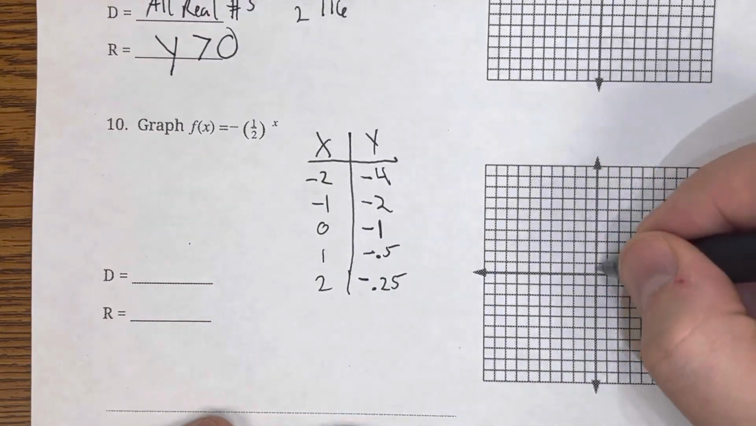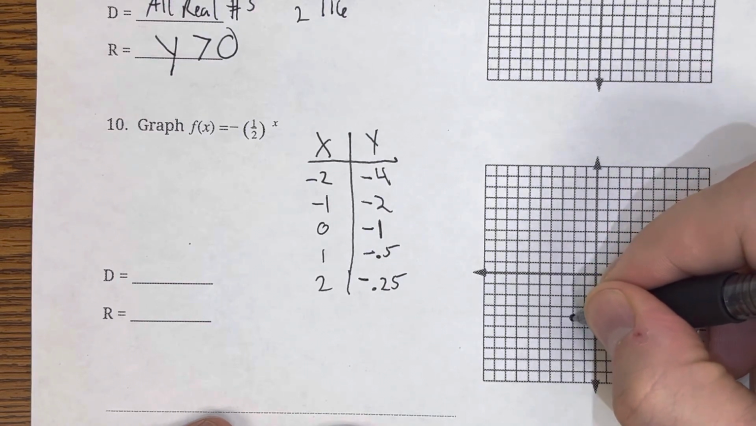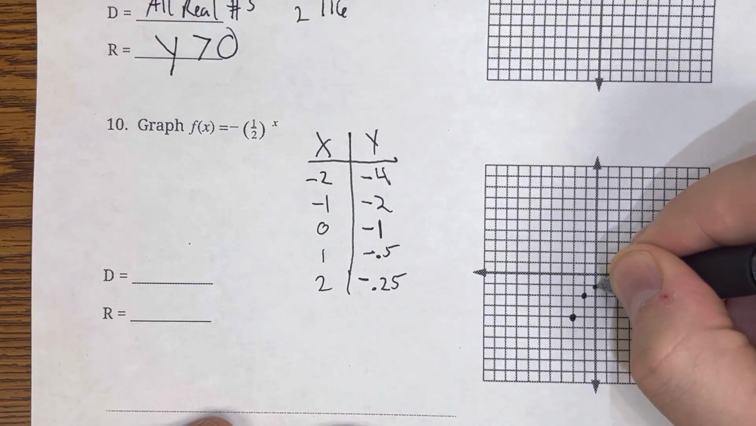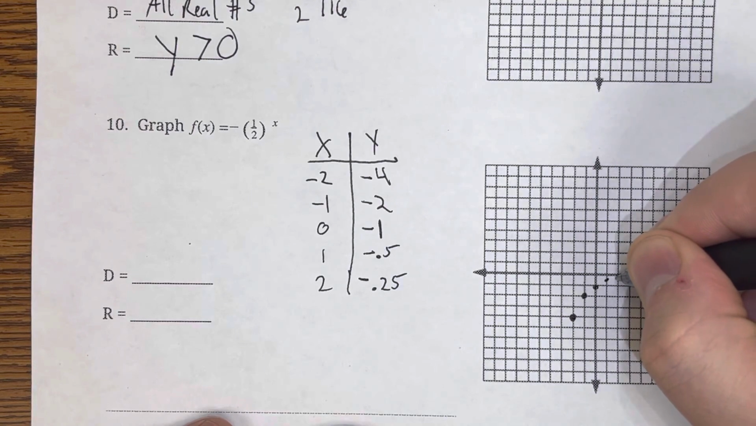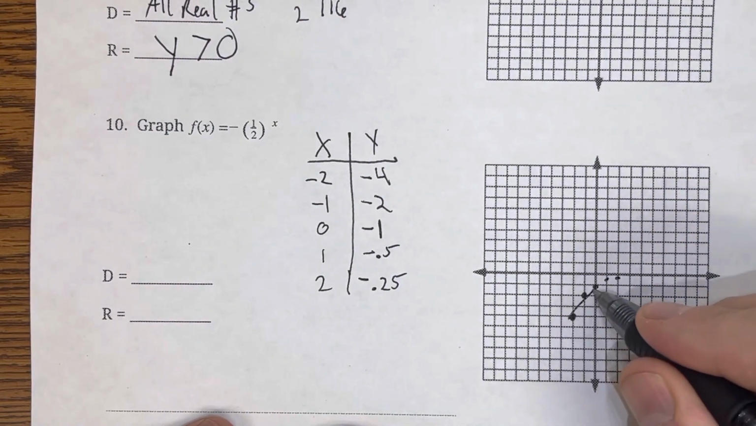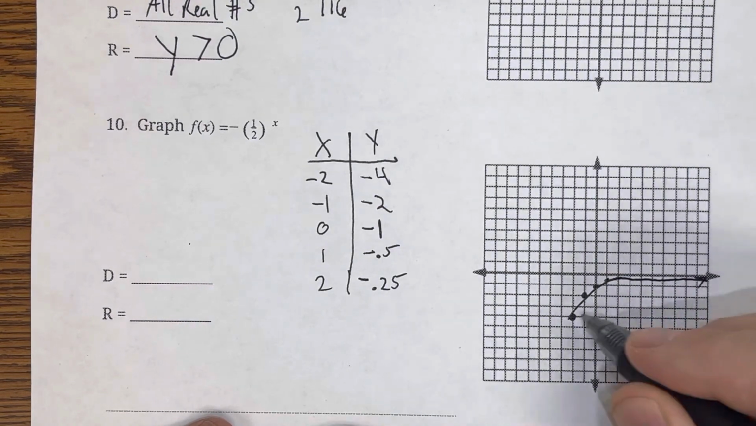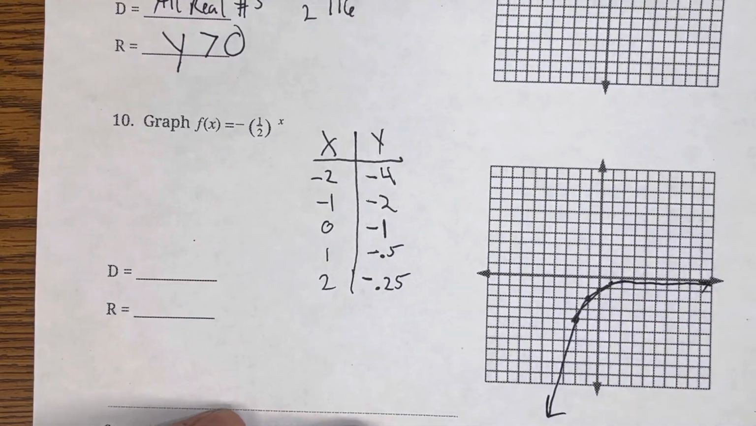So now I need to graph all my points. So first point, -2, -4, -1, -2. 0, -1. 1, -0.5, and 2, we're heading to there. So our curve coming up, it will never quite cross that x-axis, goes there and goes down and gets nice and steep, right like that.